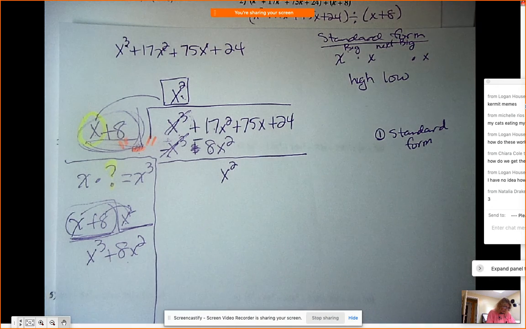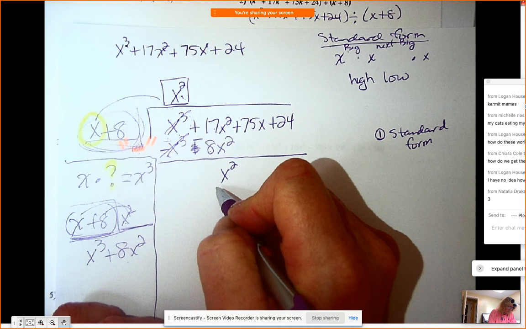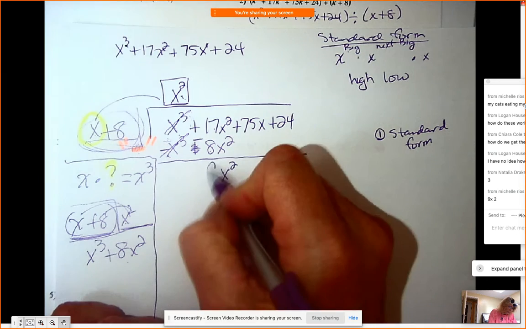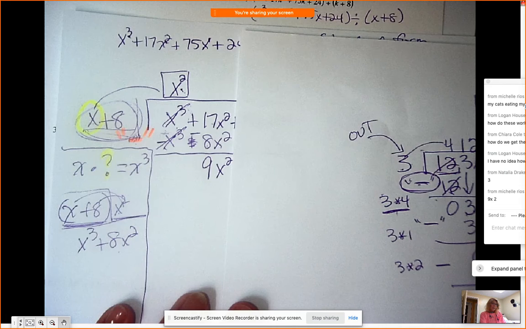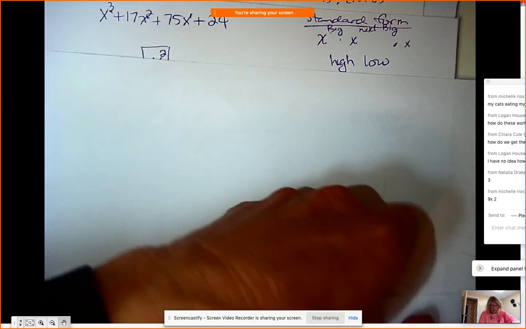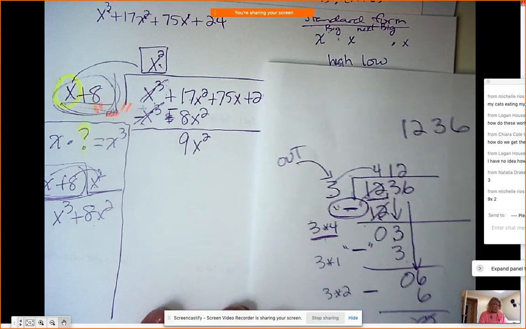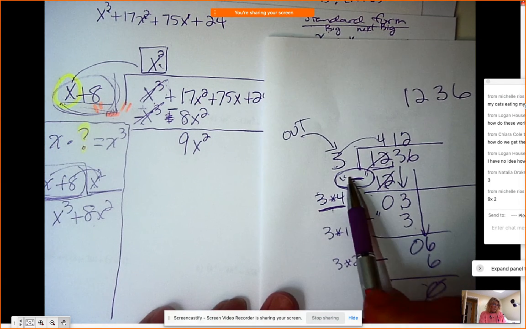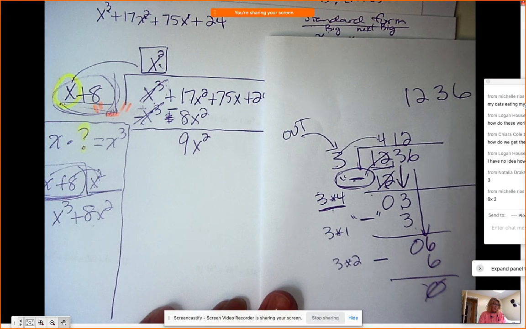Oh, I got it. Who's got it? Oh, thank you, Michelle. 9x squared. Okay, now, after we did this one over here, I'm just going side by side. Let me do this so we can get a little better. I think this is going to be awesome. Okay, 3 times 4 was 12, minus 12. These canceled. What did I do? I had to drop down the next term. That's what we're going to do here.